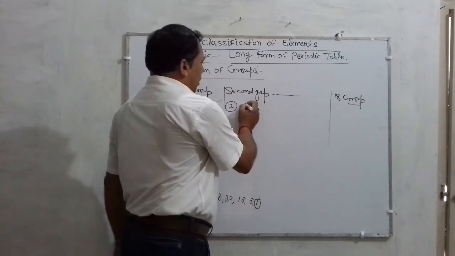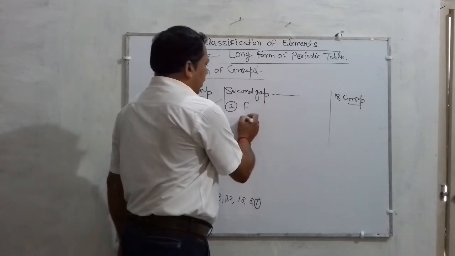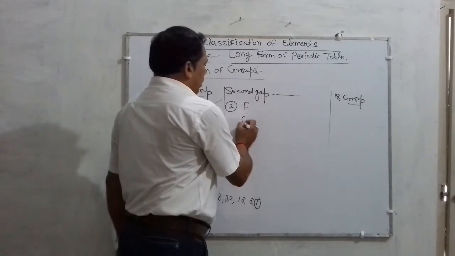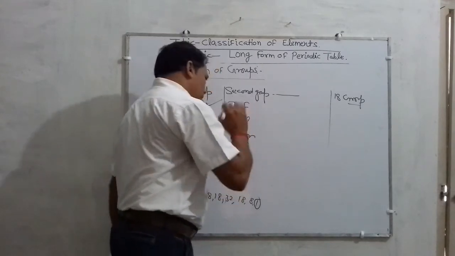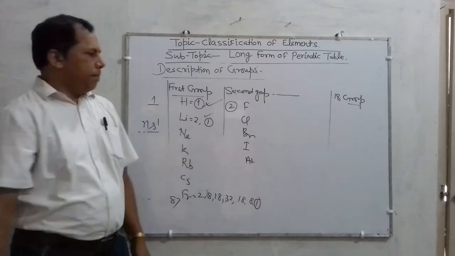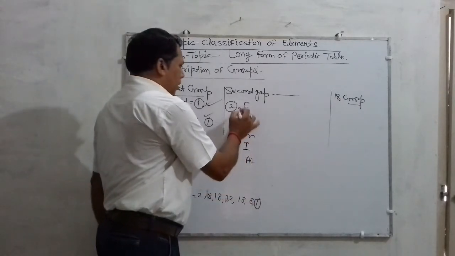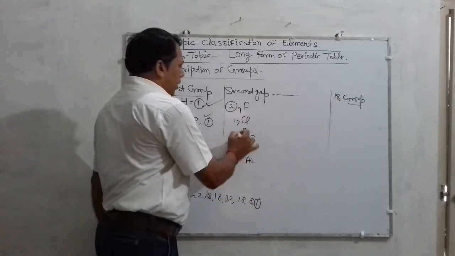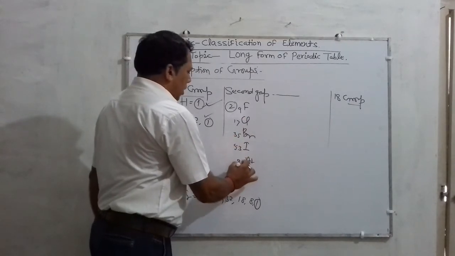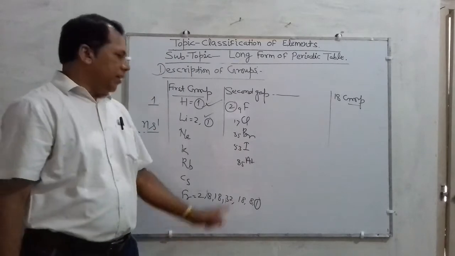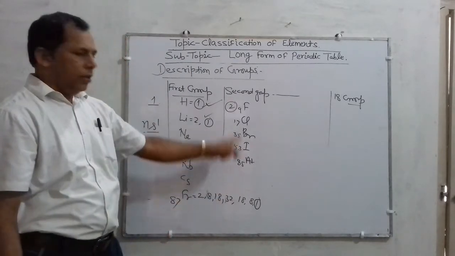Suppose I take the elements of the 17th group: fluorine, chlorine, bromine, iodine and astatine. Am I right? Their atomic numbers are 9, 17, 35, 53 and 85. Is it, children?